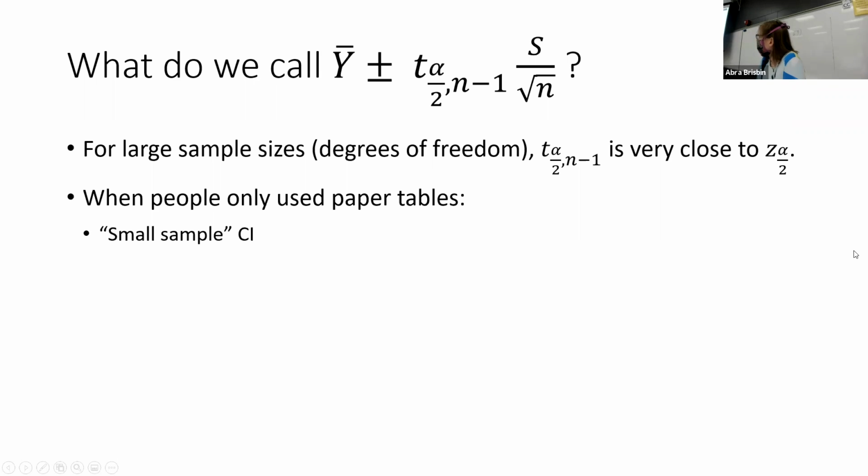So when people only used paper tables to get the cutoff threshold values, they called this y bar plus or minus the t cutoff times s over the square root of n the small sample confidence interval, with the idea being that once your sample size is large enough, then it's not really worth figuring out what the threshold value should be from a t-distribution. We'll just use our normal probability table and get z sub alpha over 2 instead.